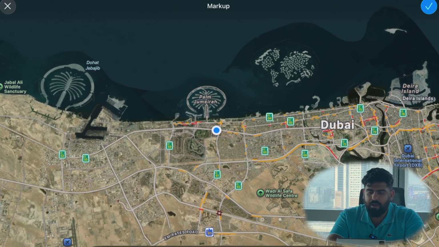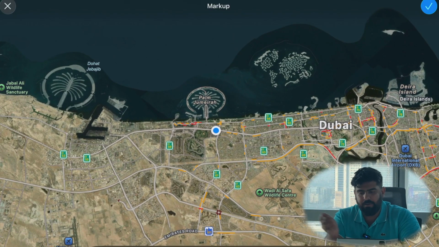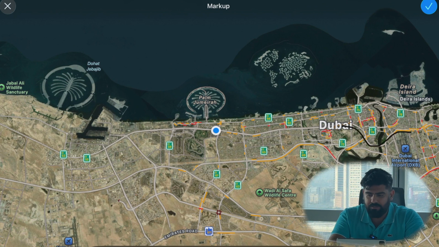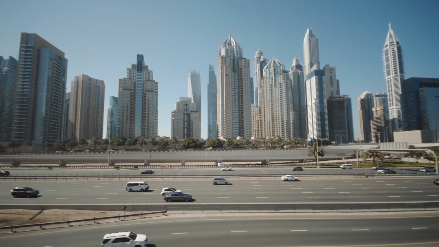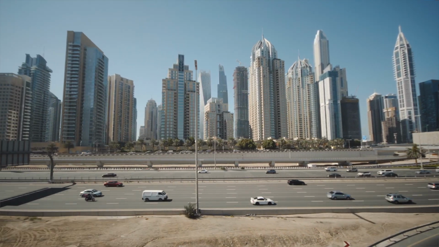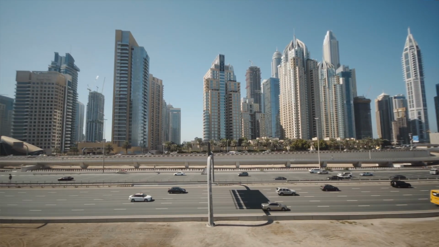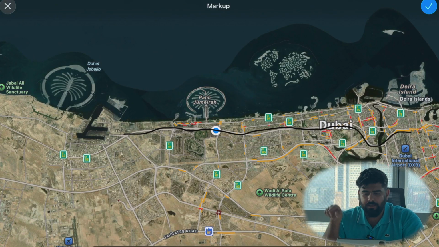So if you look at the map of Dubai, the main road, like the strip in Vegas, is this one. This is Sheikh Zayed Road. So this is the main road that everyone talks about. This is where you see the videos of the skyscrapers on your left and right, and it crosses through downtown, etc. That's your main road.